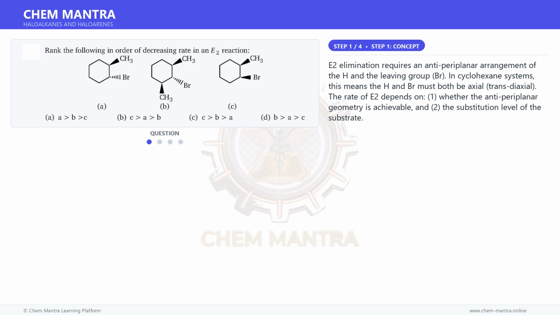E2 elimination requires an antiperiplanar arrangement of the H and the leaving group, Br. In cyclohexane systems, this means the H and Br must both be axial, trans-diaxial. The rate of E2 depends on 1. Whether the antiperiplanar geometry is achievable, and 2. The substitution level of the substrate.